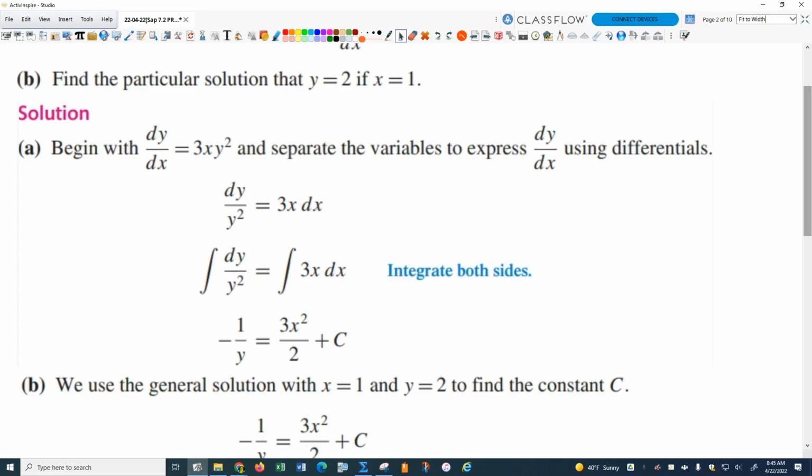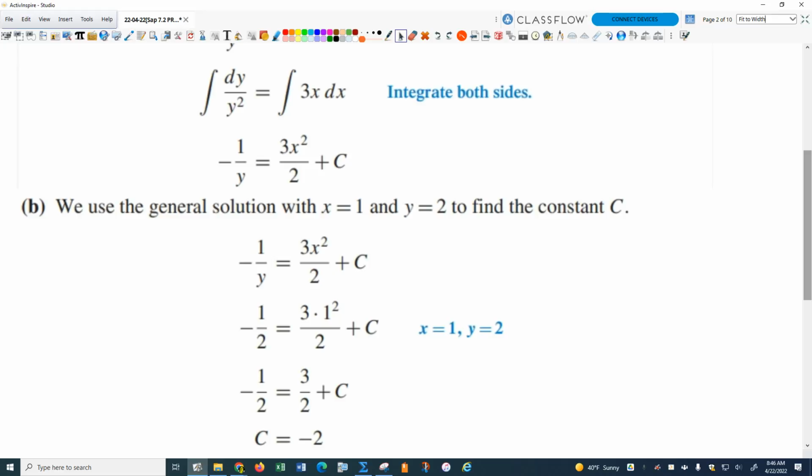So when we take the boundary value or initial conditions, whatever you want to call them, particular conditions, and plug those in, look what happens. If we evaluate this when x is 1 and y is 2, then we can solve for c. And it turns out, if we do all this math, we're going to get c equals negative 2. And you guys can do this.